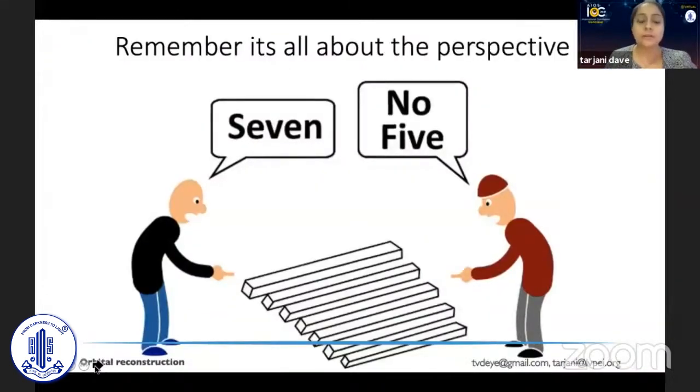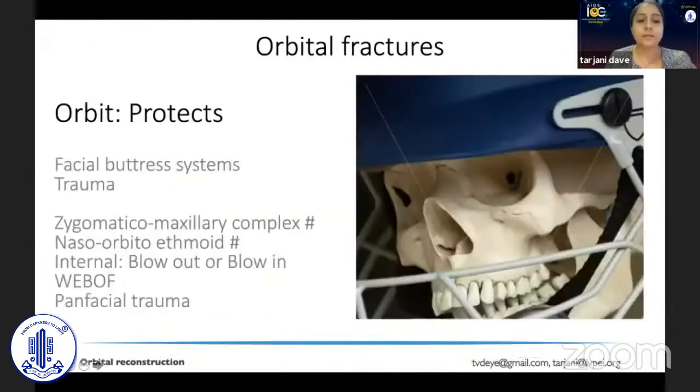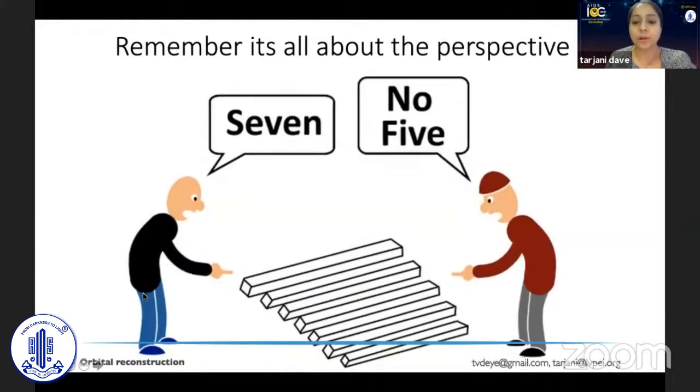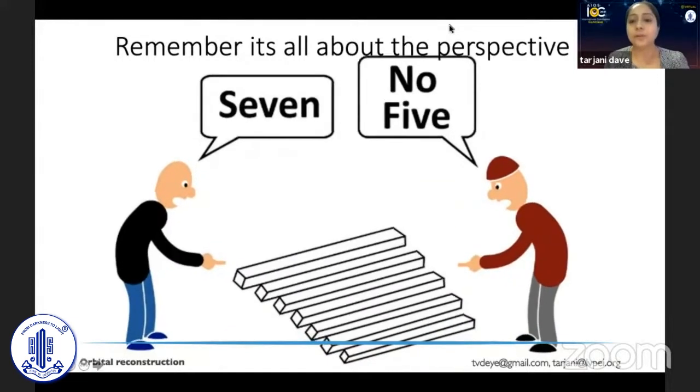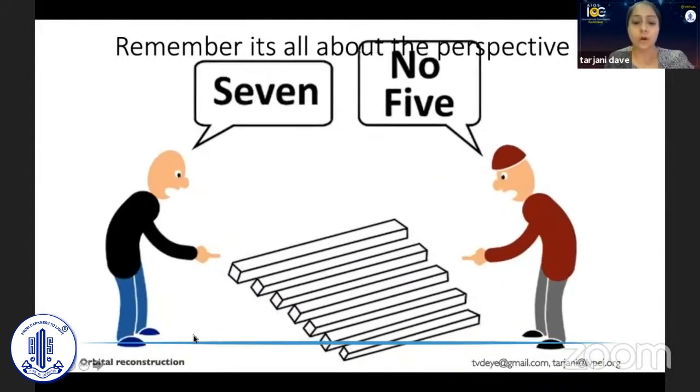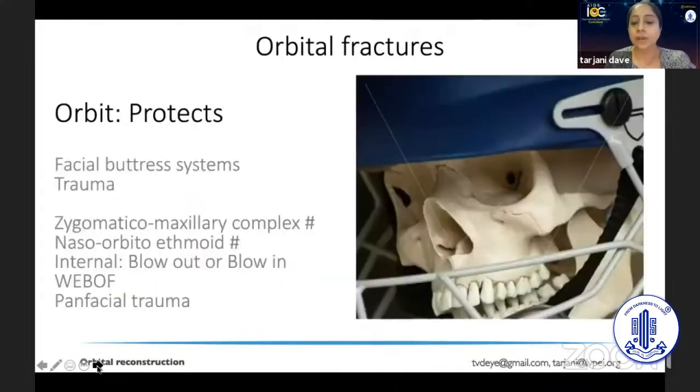To begin with, I just wanted to share that this is my perspective. It's not all correct or all wrong. It's not all good or all bad. And everybody can have their own perspective of treating orbital trauma. What I'm going to share with you is the sort of protocol that we follow here.